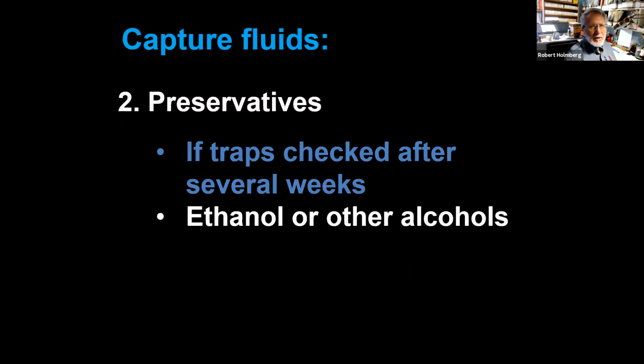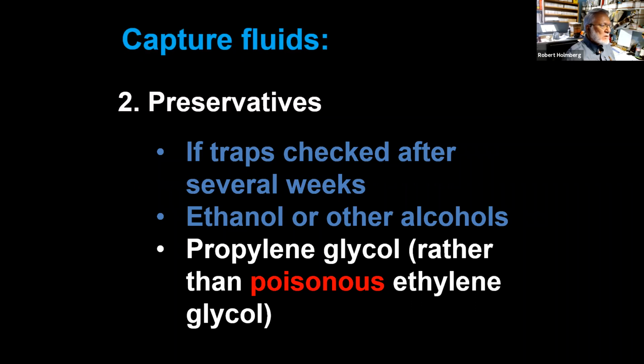And ethanol or other alcohols are the usual preservative for arthropods. And you can also use propylene glycol. You don't want to use ethylene glycol. Ethylene glycol is used as antifreeze for vehicles, but a teaspoon or more of that will kill a dog or coyotes or other mammals.